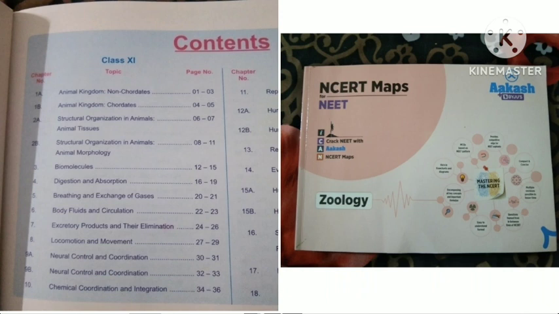Introduction. Coordination is the process through which 2 or more organs interact and complement the functions of one another to maintain homeostasis in our body. The neural system and the endocrine system jointly coordinate and integrate all the activities of the organs so that they function in a synchronized fashion.